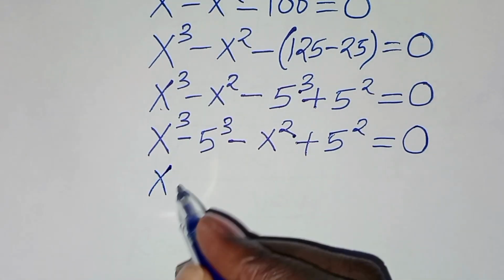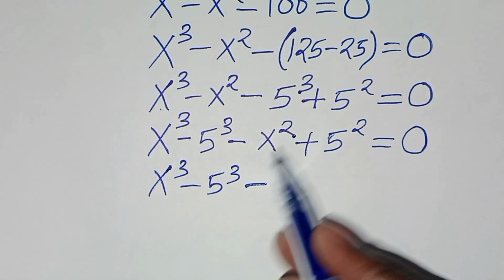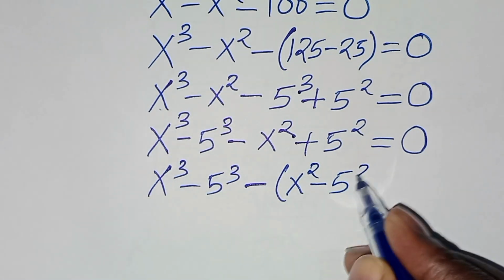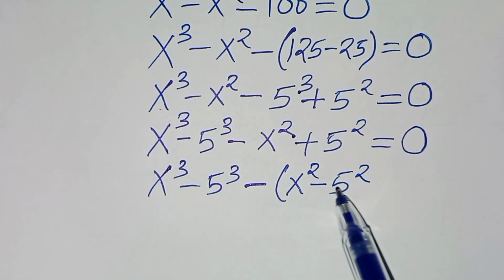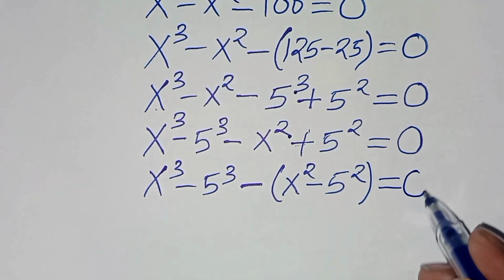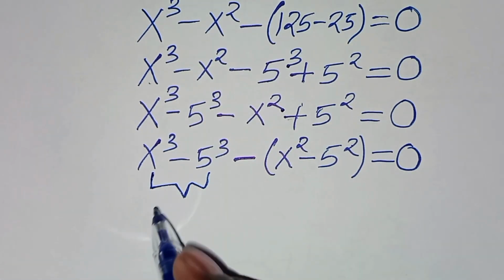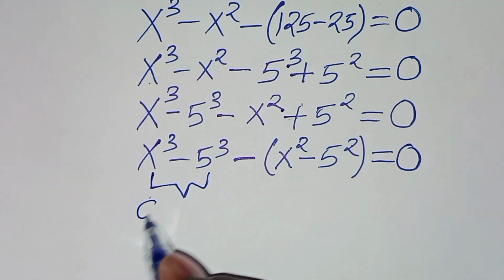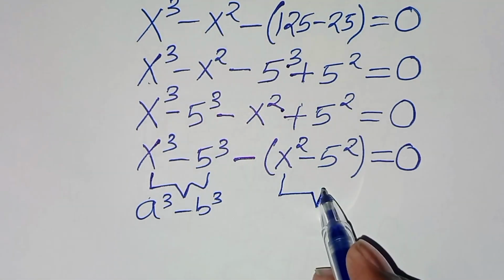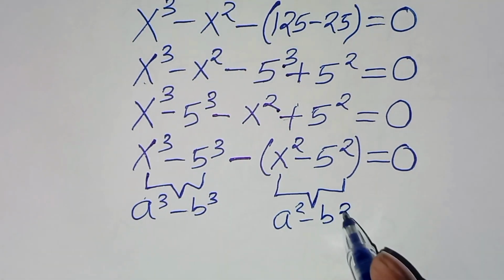Now here we have x to power 3 subtract 5 to power 3, subtract. Now we can express this as x to power 2 subtract 5 to power 2. If you say negative times negative 5 to power 2, this is the same thing as plus 5 to power 2. This is equal to 0. So this implies that we have two parts here. The first part is the difference of cubes expressed as a cubed subtract b cubed. And the second part here, this is the difference of two perfect squares expressed as a squared minus b squared.